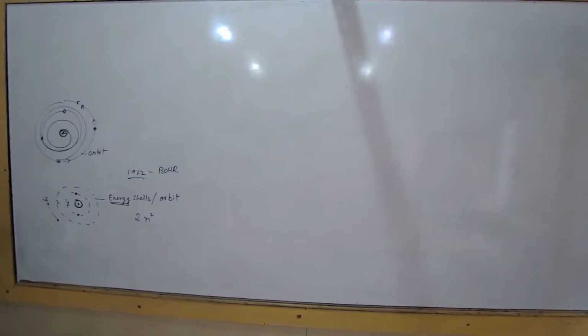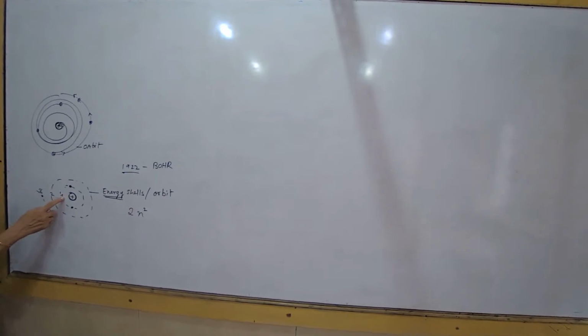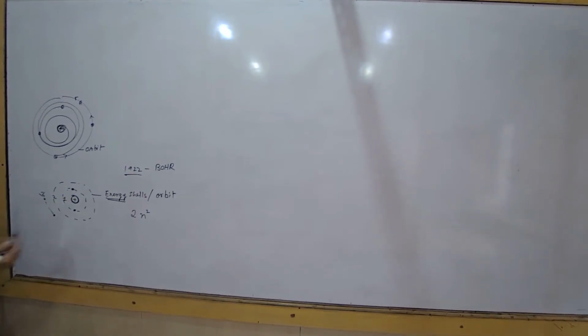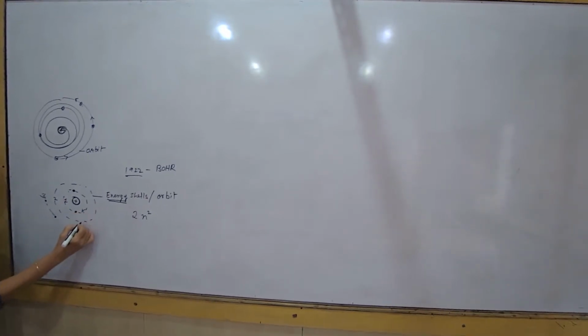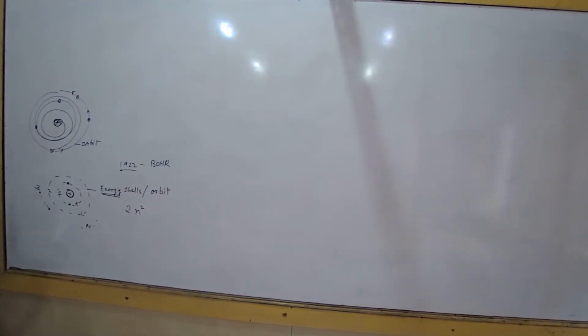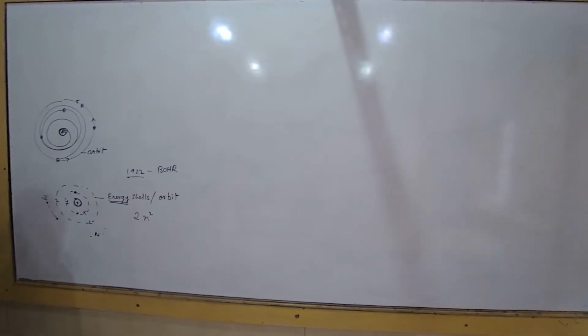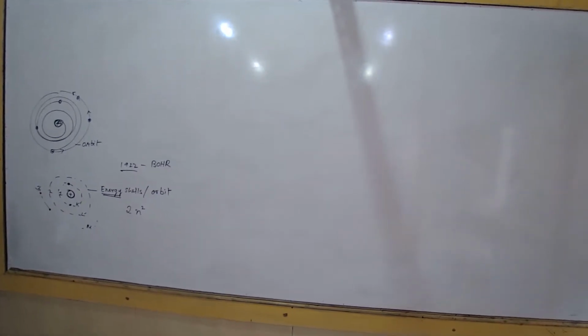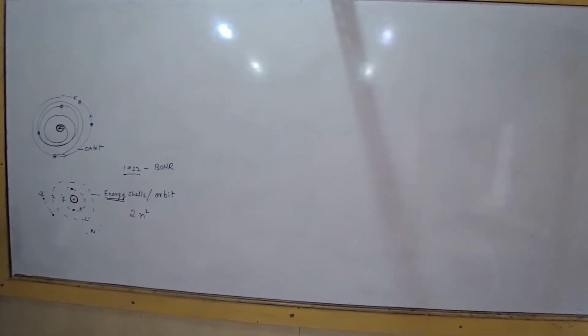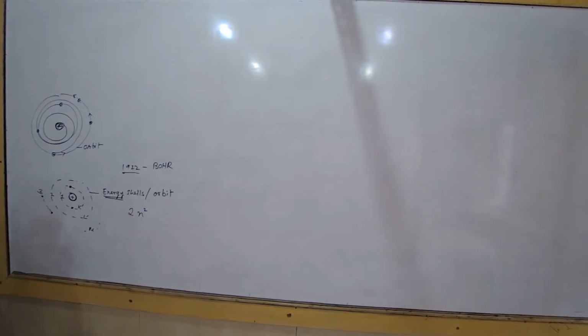These orbits or shells are represented by alphabets. What are the alphabets which are given? The first alphabet, yes, it's starting from K. So the first one is K. You have L, M, and so on and so forth. So K, of course, is your first orbit. Correct? These orbits or shells are represented by the letters K, L, M, N or the number n equal to 1, 2, 3, 4.